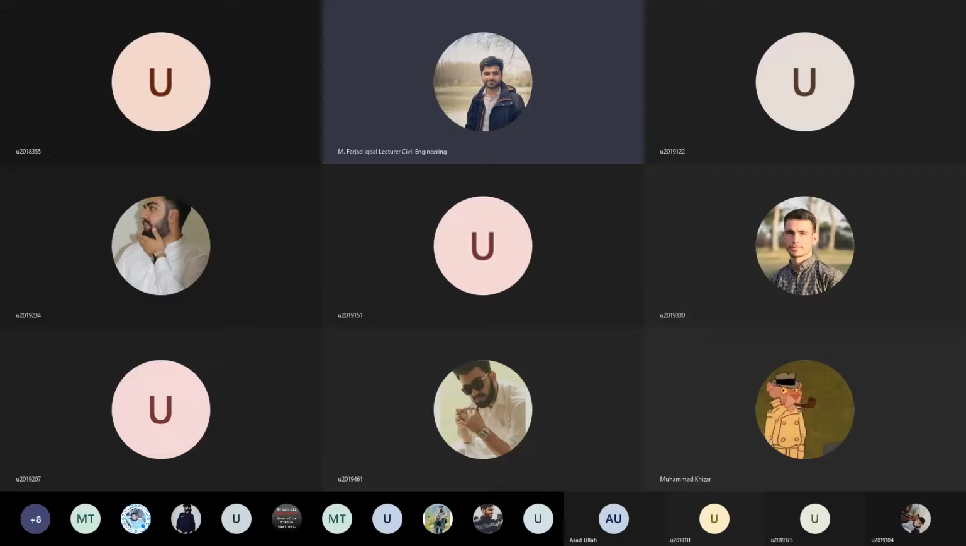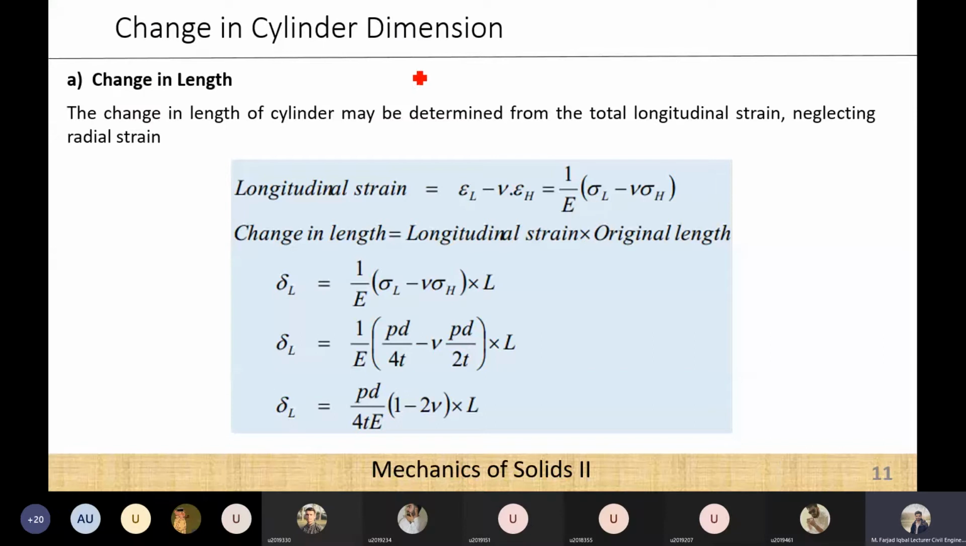In yesterday's class, we studied the stresses in the thin cylinder. Now we will continue from there and start studying the strain in this type of cylinder. We will see what the different types of strain are that can occur in these cylinders, and how we can calculate the change in length, change in volume or change in diameter of a thin cylinder due to the internal pressure acting on the walls or the end walls of the cylinder. So first we are going to study the change in length.